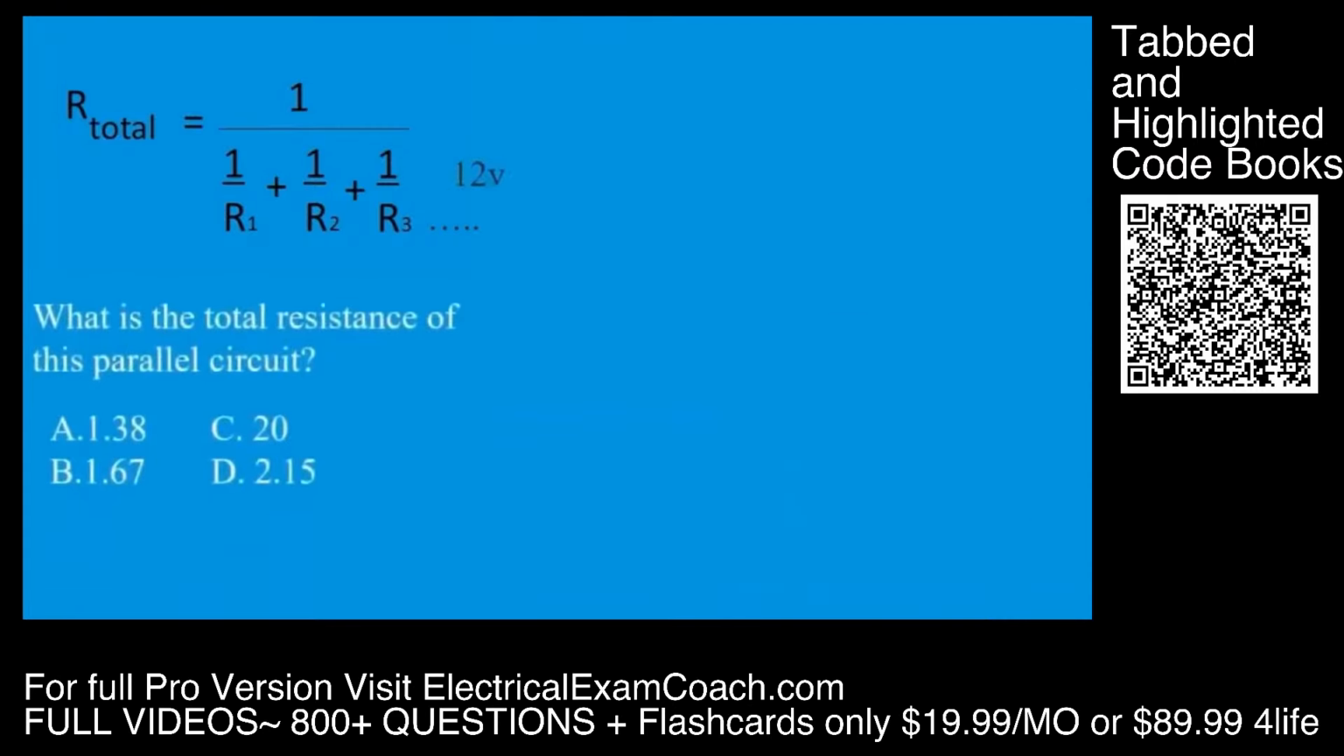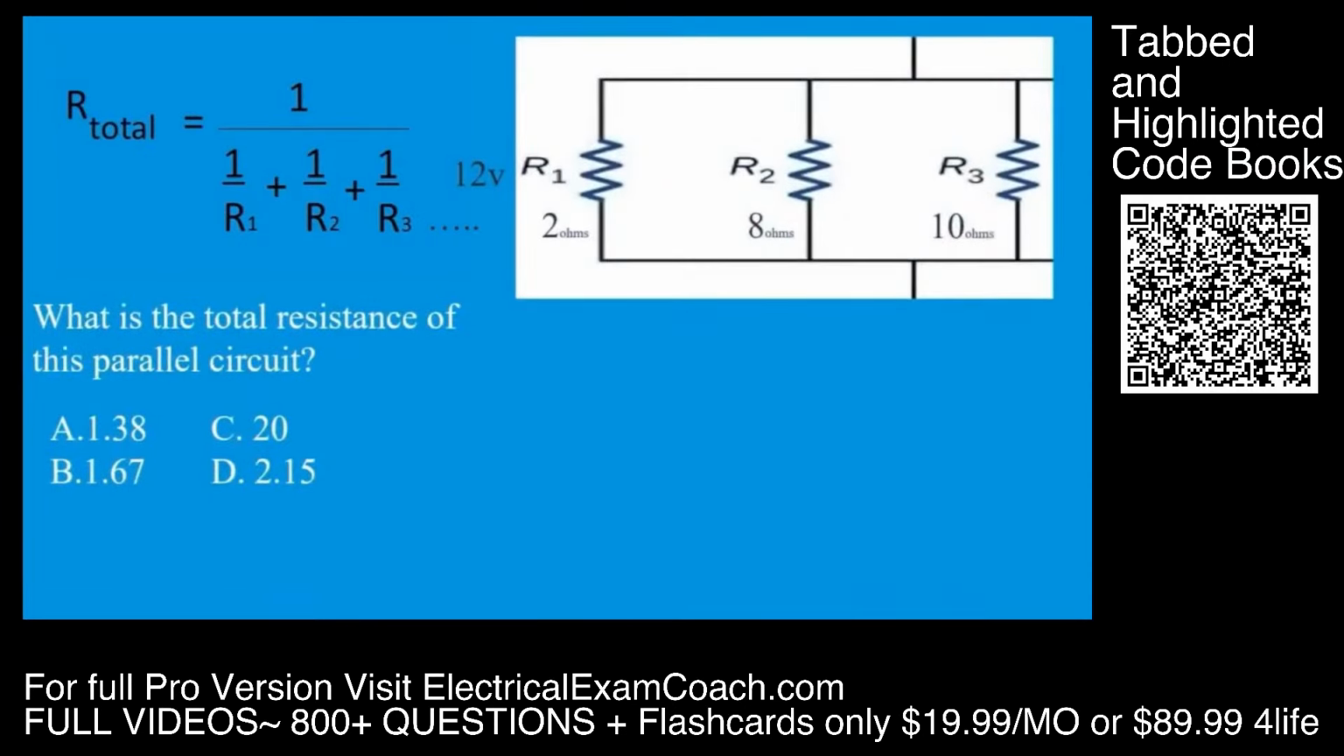Let's do another one. What is the total resistance of this parallel circuit? We look right away and we see that our smallest resistor is 2, so we know right away that C and D are incorrect. It's going to be either A or B. So let's move forward. So we take 1 divided by 2 plus 1 divided by 8 plus 1 divided by 10.